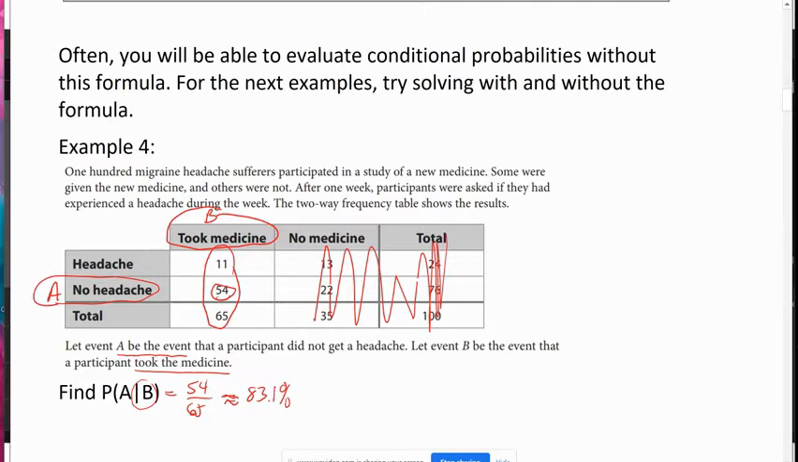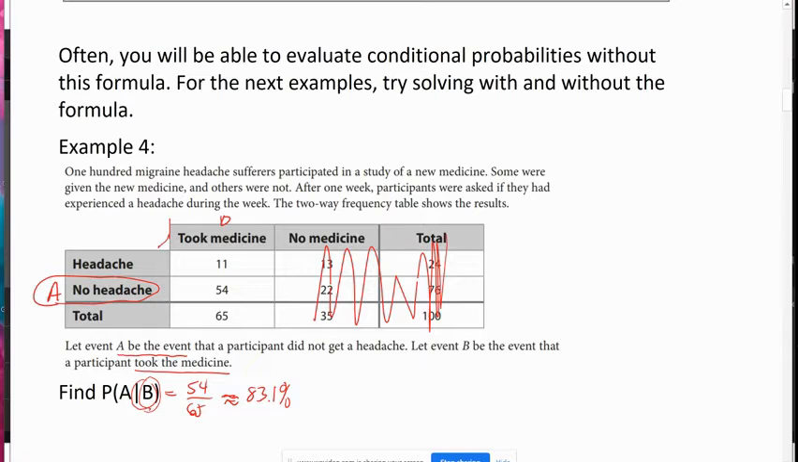83.1%. Okay, so that was without even using the formula, because I know that since it said given B, I could ignore the rest of the table and just isolate the given column. It was given that they took the medicine, so I'm only looking at column B, the took medicine column, and I ignore the rest of the table.